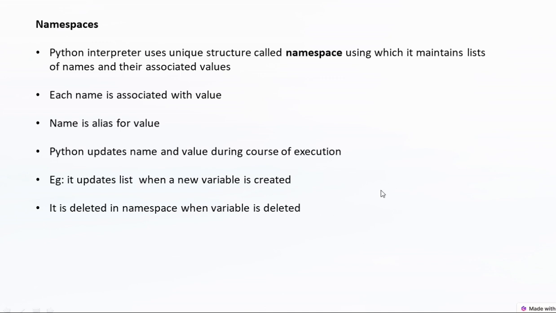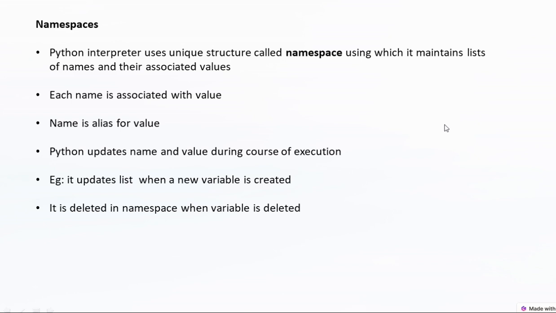So what do I mean? When I created a variable i is equal to 5, what happened in this assignment? A variable called i got created, and in the namespace, all the variables which are declared along with their associated values are stored. Later, let's say I delete this variable, then it will also be deleted from the namespace. So that's what a namespace is: a unique structure used by the Python interpreter where the list of all these names and their values is stored.